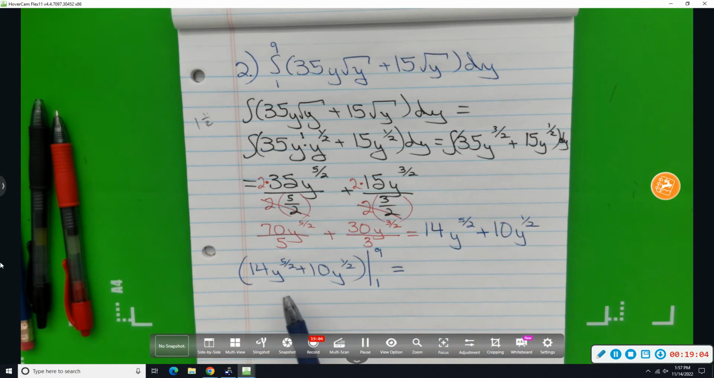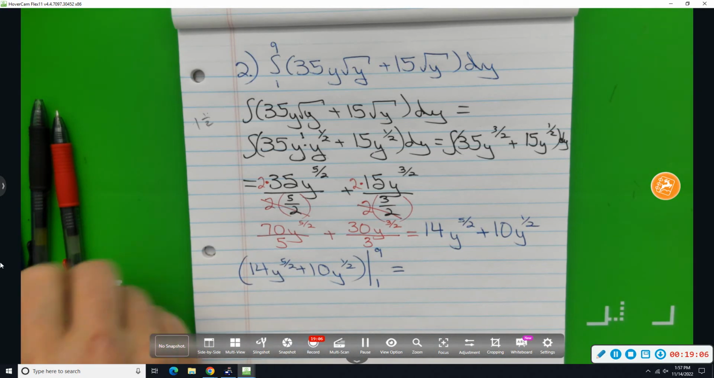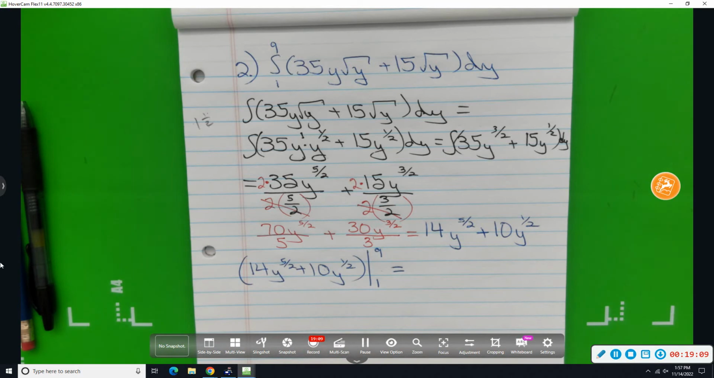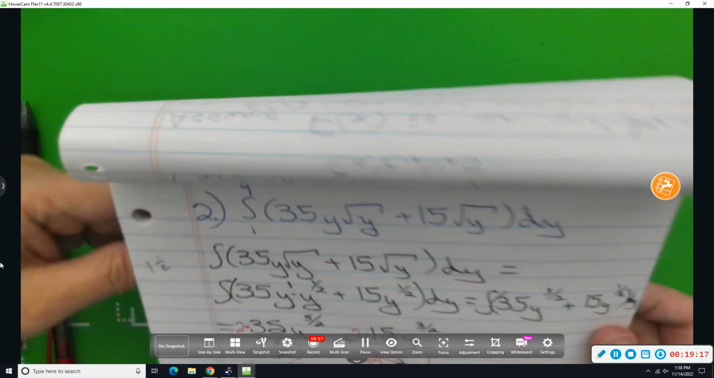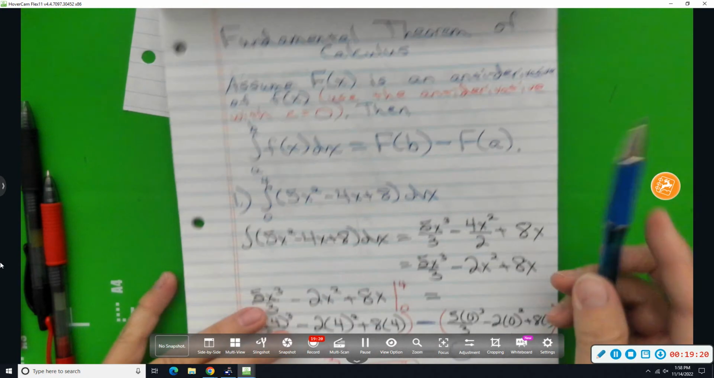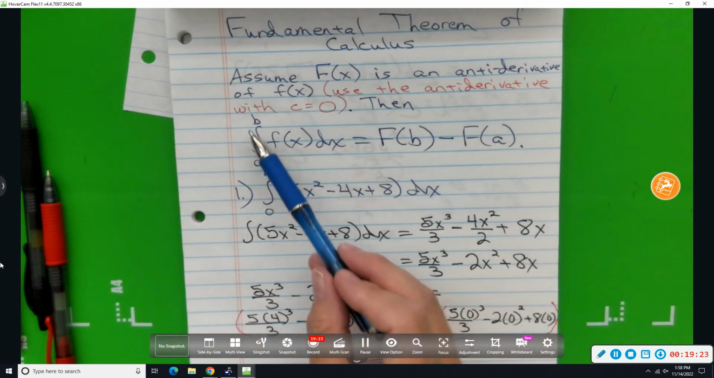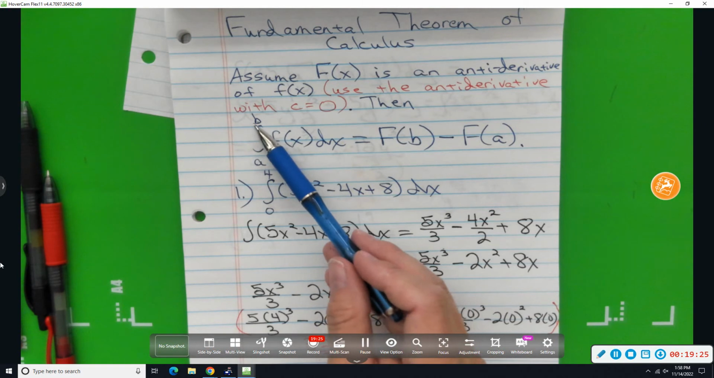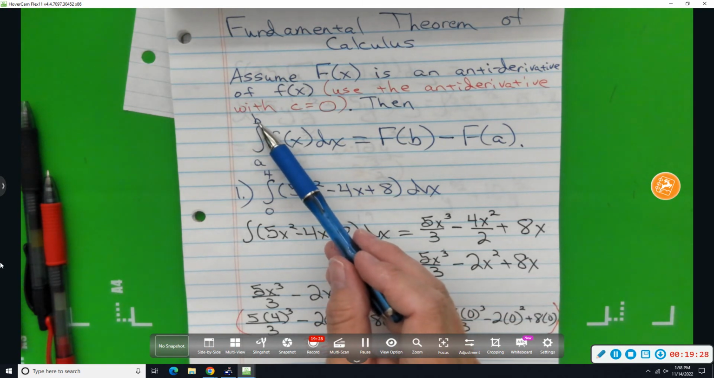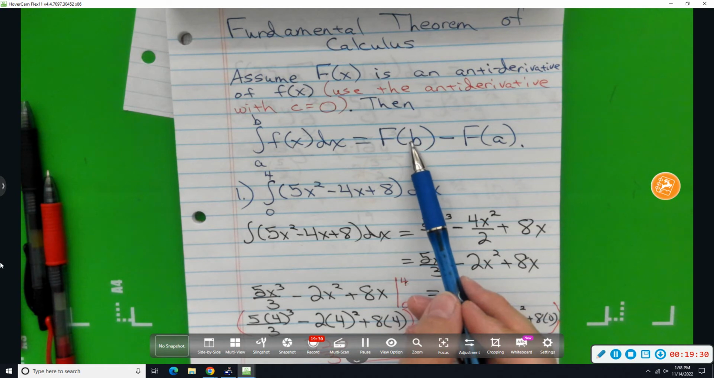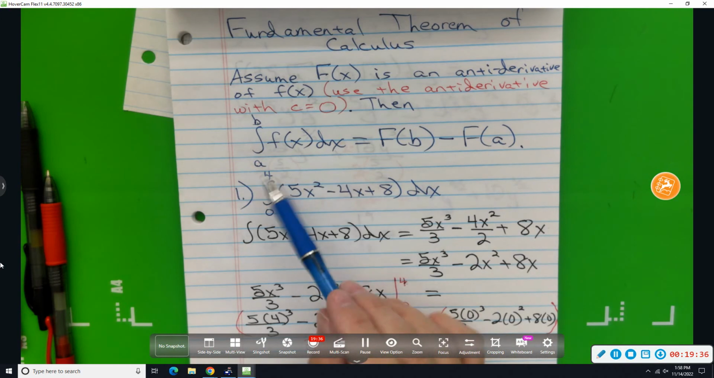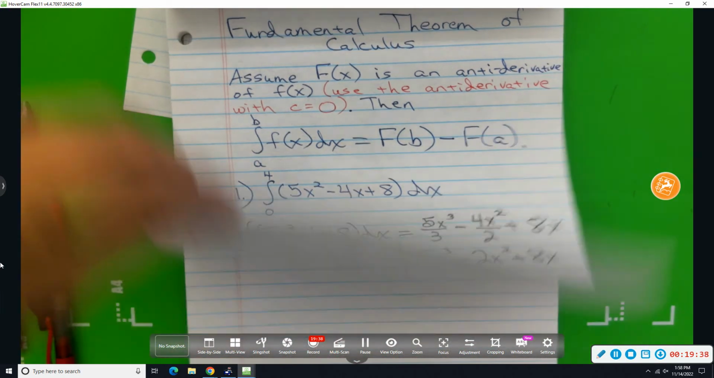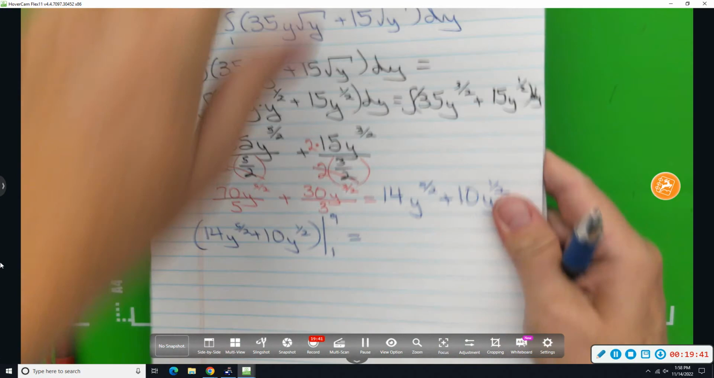That means we have to go through plugging in 9 for both of those y's, minus, then we go through plugging in what? 1. This is where we're using the fundamental theorem of calculus. Evaluate the antiderivative at the top limit. I'll just say the top number. Evaluate the antiderivative at the top number minus evaluate the antiderivative at the bottom number. So we are going to go through.